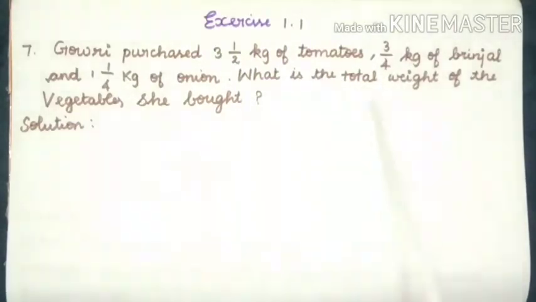Here the word total represents what? Yes, we have to add the given vegetables. 3 1 by 2 plus 3 by 4 plus 1 by 4. Let's see.